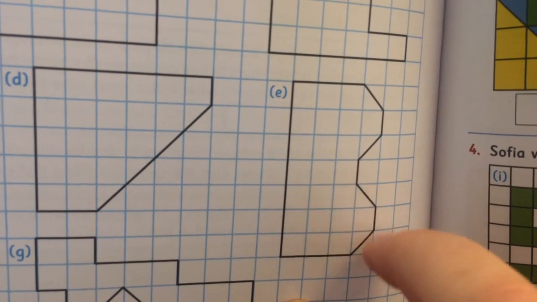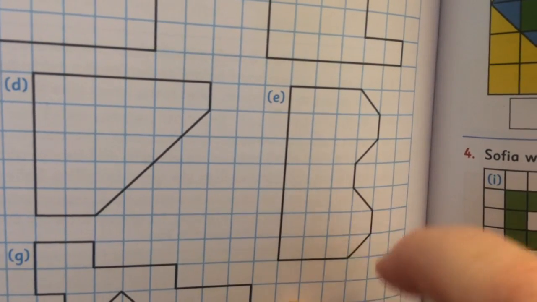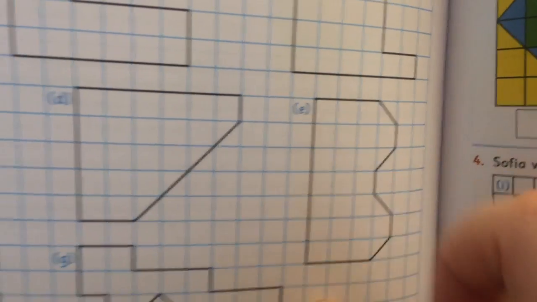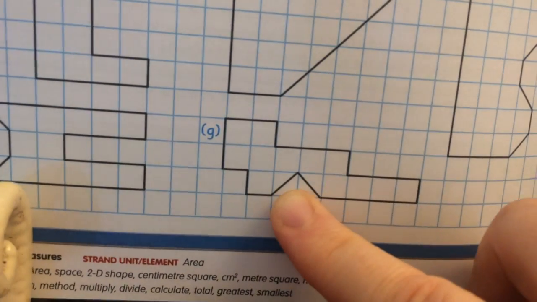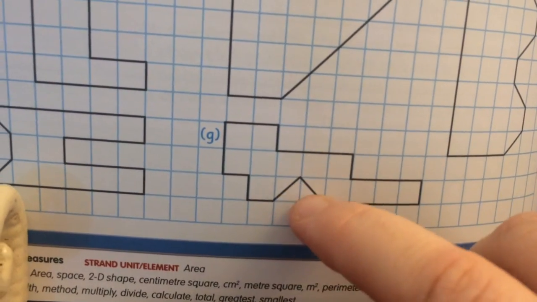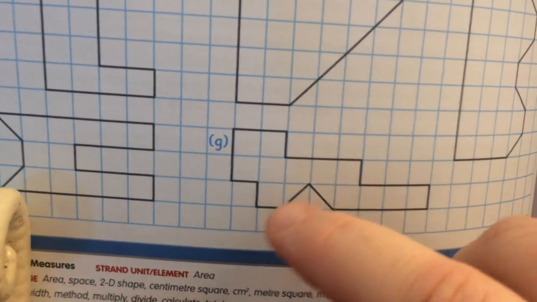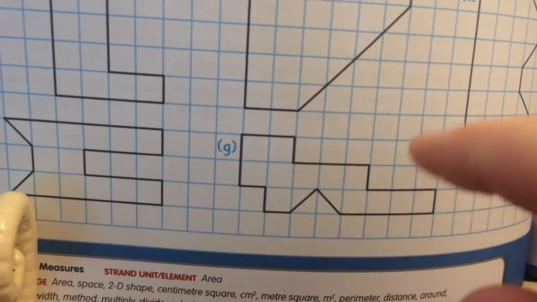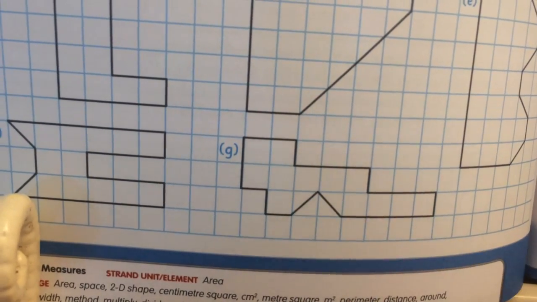Yes, we would add those together to make 1 square. And we would add those 2 together to make 1 square. And the same down here. If you look at this shape, it's a bit of an irregular shape. So we would add up the 2 halves there to make 1 square. So count all the other squares and then do those ones at the end.